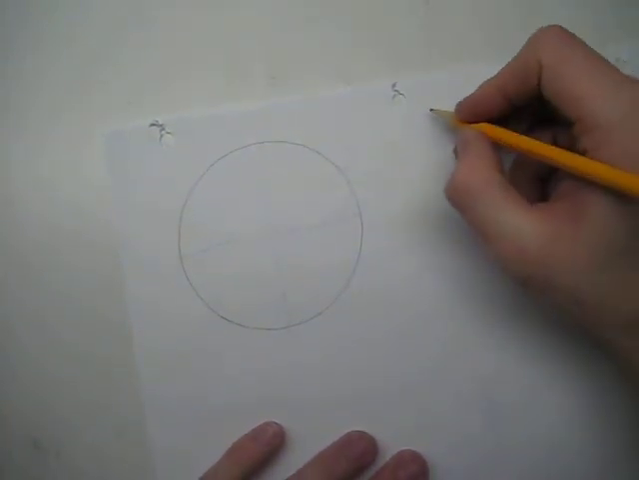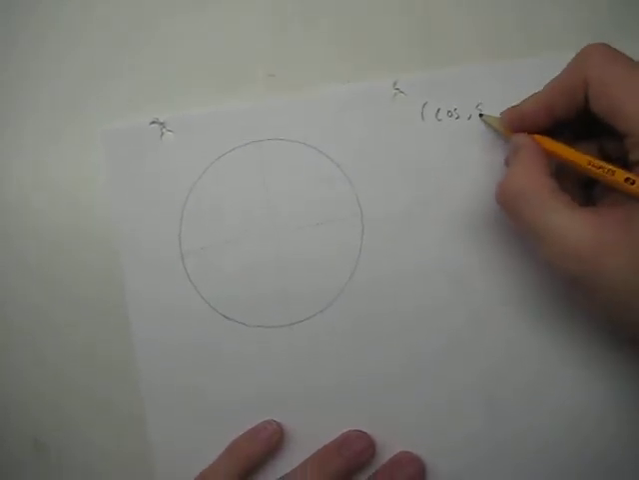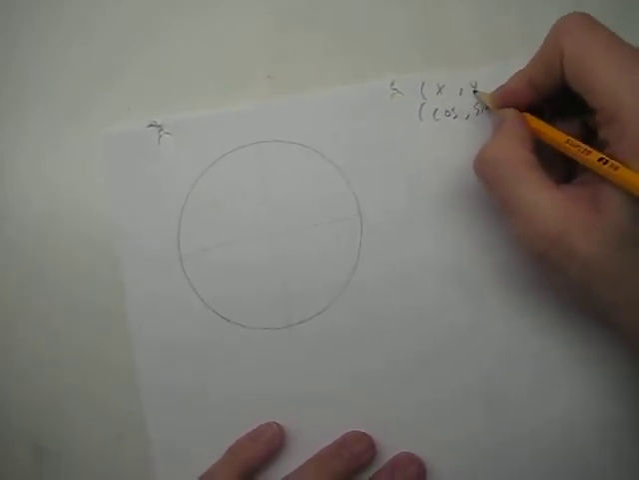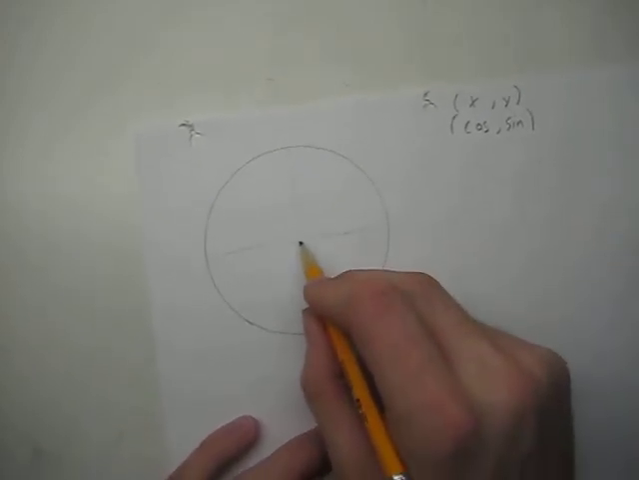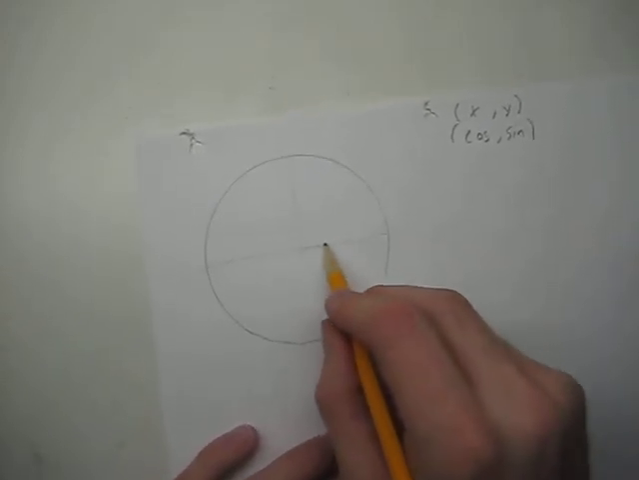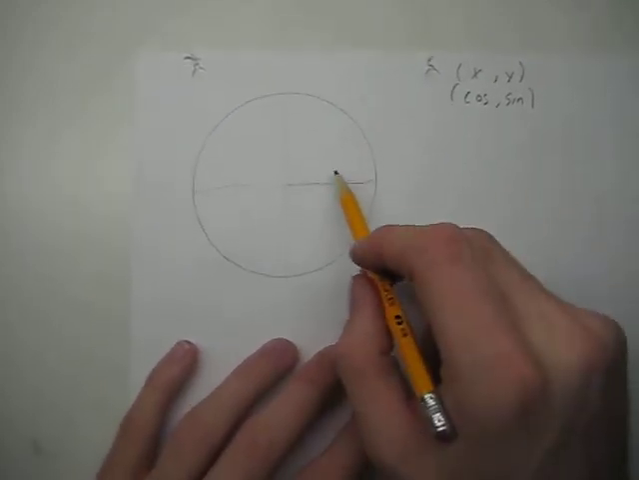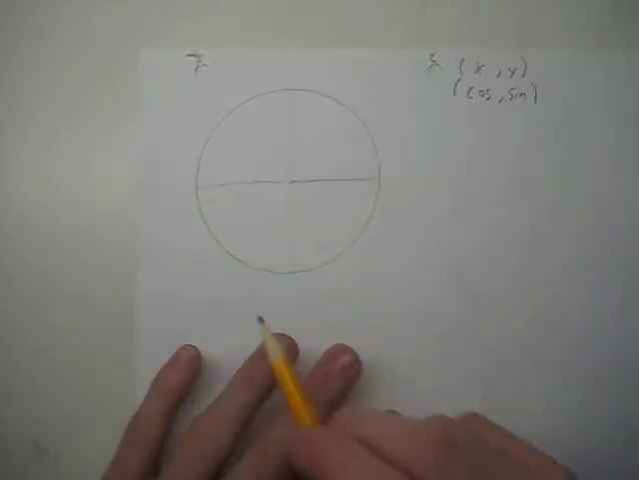So first off, as I said before, it's cosine comma sine, and that's equal to x comma y. Another thing you need to learn is theta equals 0 is always this point. And you need to remember that pi is equal to 180 degrees. So this is 0, this is pi.